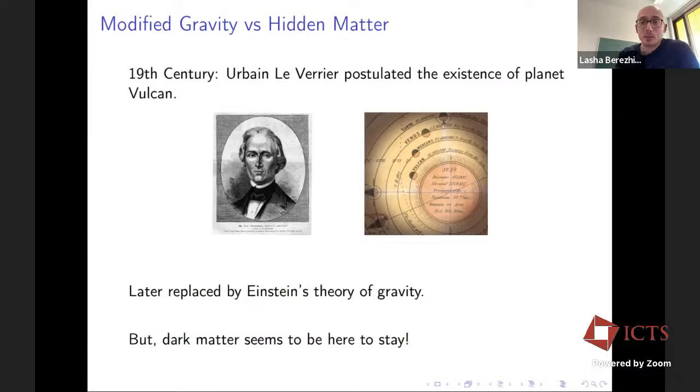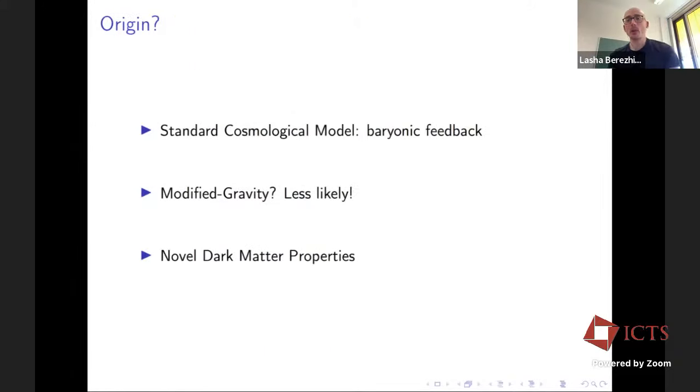However, I'm not trying to argue that we have to think in the direction of modified gravity, because dark matter, taking all the evidence into account, seems to be here to stay. It seems impossible to get away without having dark matter. My personal opinion, which is not just an opinion but also based on many different aspects of my understanding of how fundamental laws of nature work, is that the modified gravity option seems less likely.